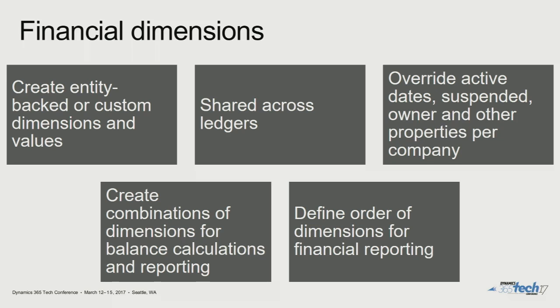And the financial dimensions are also shared across different ledgers. And just like with the main accounts, you can specify company-level overrides on your financial dimensions as well. So you can mark them as suspended or set active-to and from dates on a legal entity level. You can create combinations of dimensions called a dimension set. And those sets are used for calculating balances for a combination of dimensions. Those of you that are using 2012 or Dynamics 365 for operations might be familiar with applying a dimension set on your trial balance list page.